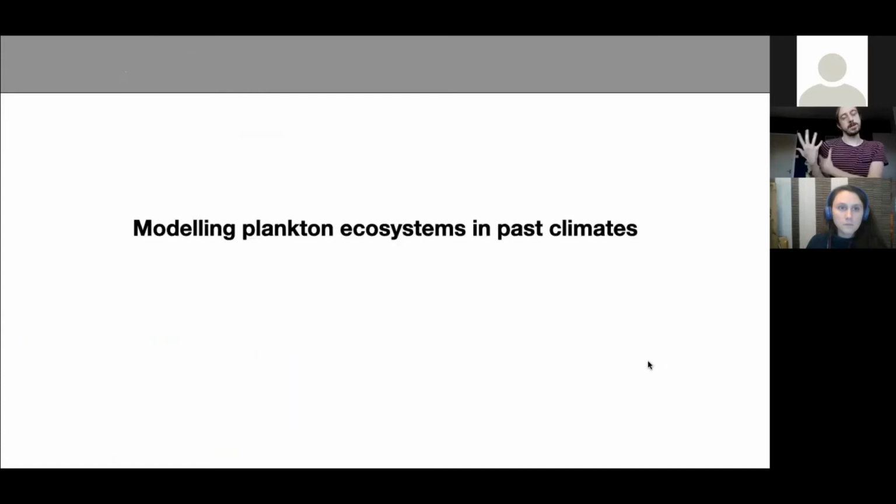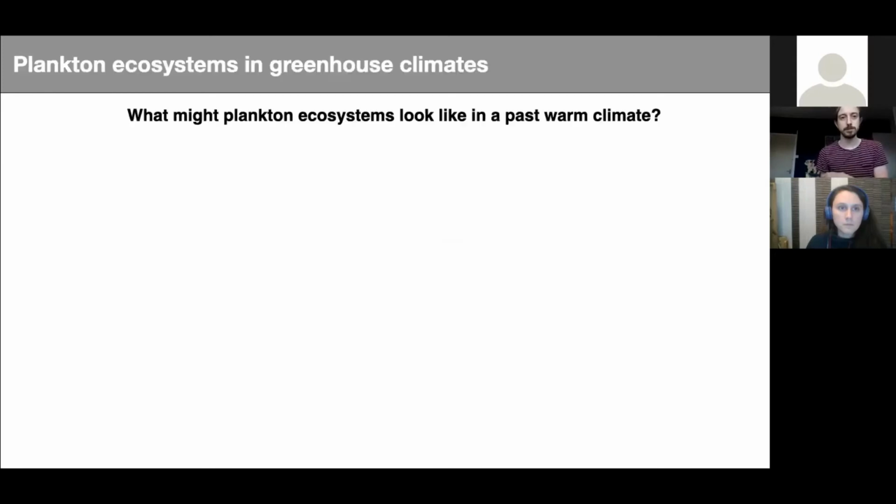So we're going to now turn to the first application of this new plankton ecosystem model to past climates. And this is the first time that a model of this type, a trait-based model, has been applied to past climates. So the question I'm really asking here is, what might a plankton ecosystem look like in a past warm climate?